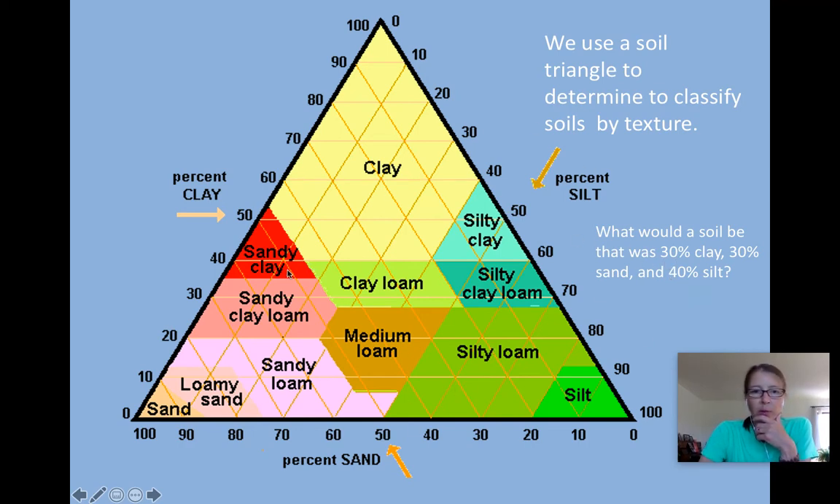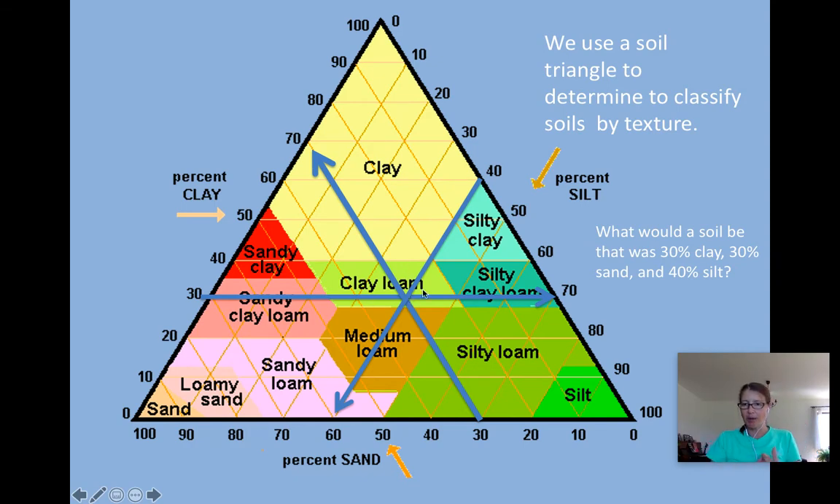So if we were looking for 30% clay, clay goes in this direction. So we've got 30% clay, so it goes to the right on this line. There's our clay line. And then 30% sand goes up and to the left. And then 40% silt, that goes down and to the left. It crosses through to what's called a clay loam.